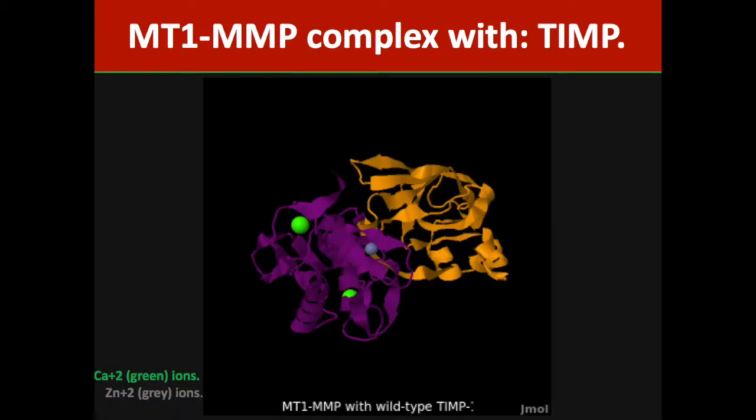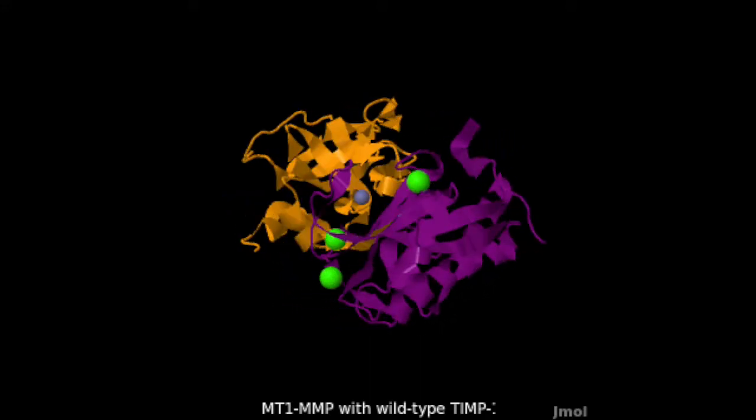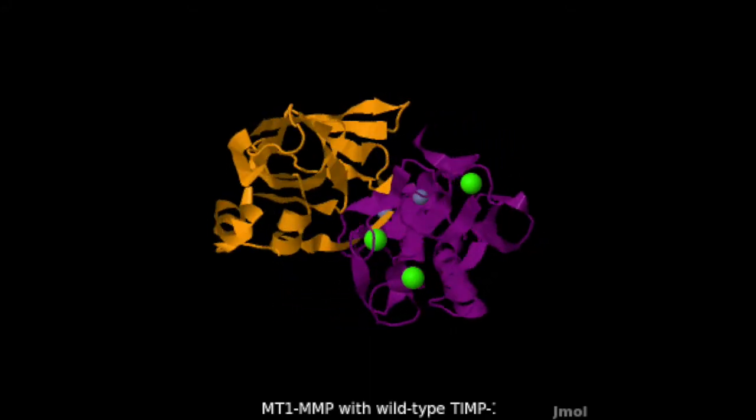And here we can see the MT1-MMP complex with TIMP. The green spheres represent the calcium ions, while the gray spheres represent the zinc ions.